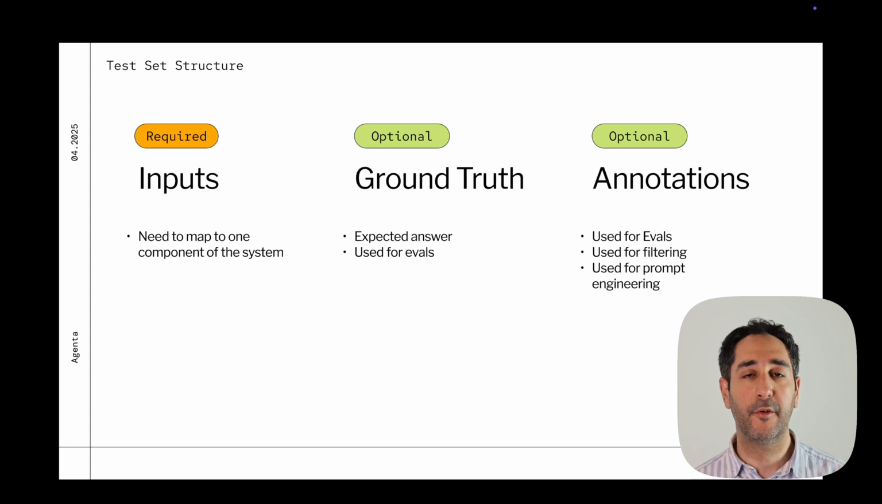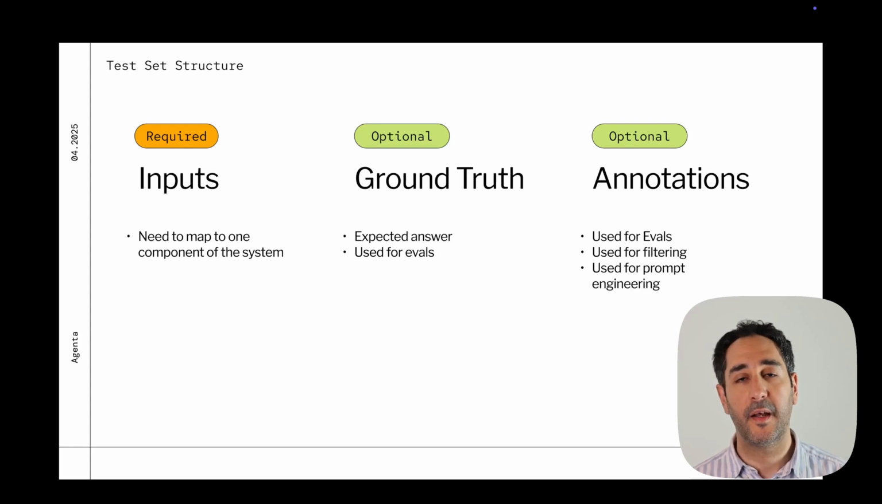Finally, we could have annotations. Annotations are a bit similar to the ground truth, but they are just information about the answer or the case. Annotation could be used for evaluation. For example, the annotation could have some rule set about what the answer should have or not have.